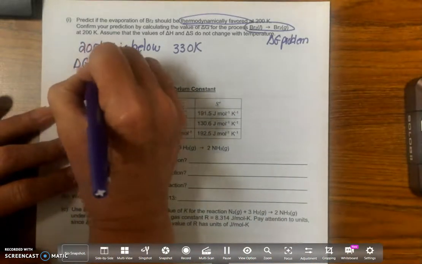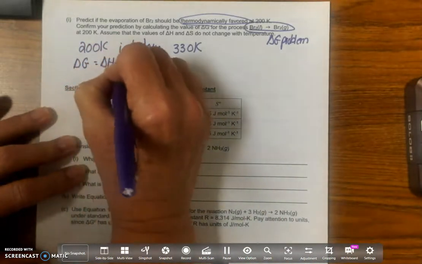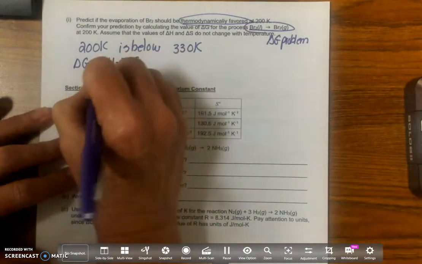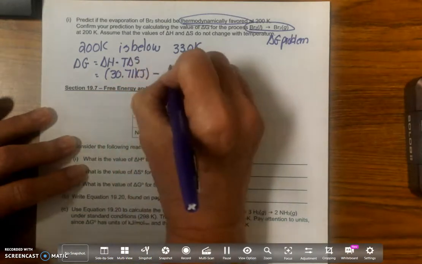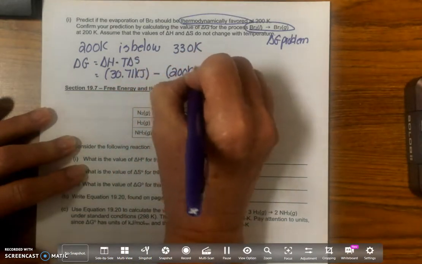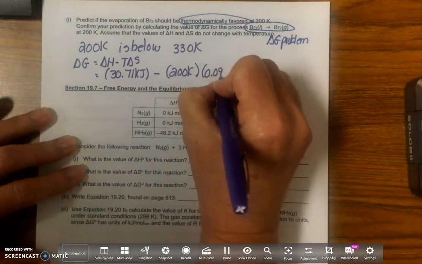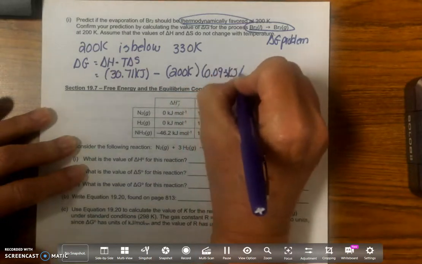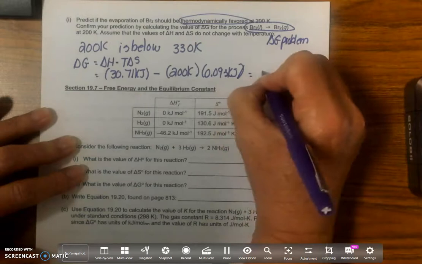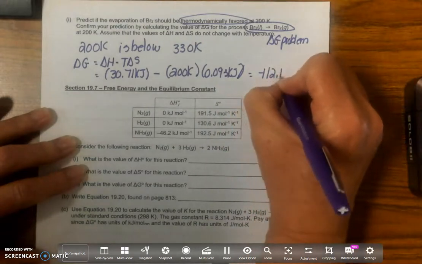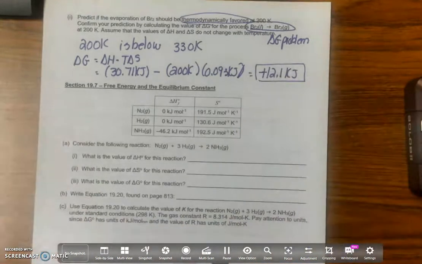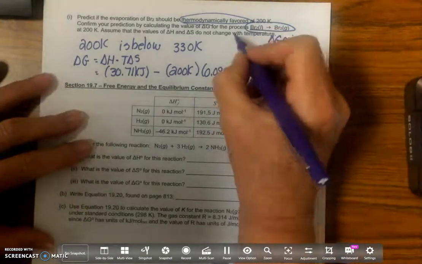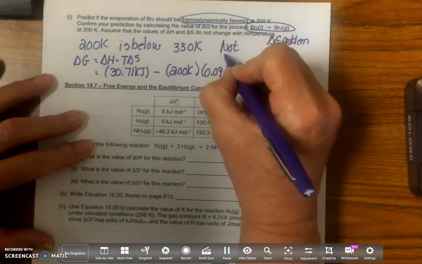So let's plug it all in, which is 30.71 kilojoules minus, we're going to put 200 K in here, times 0.093 kilojoules, which is equal to a positive 12.1 kilojoules. So a positive 12.1 means that this reaction is not favored.